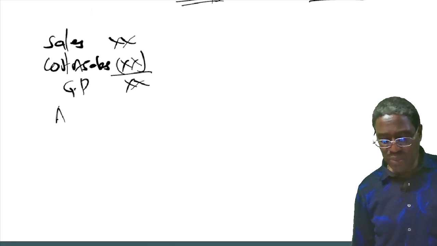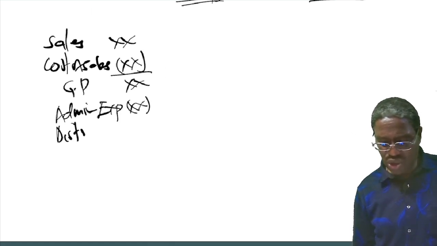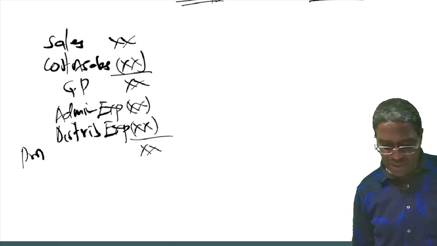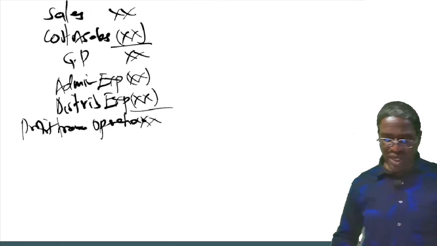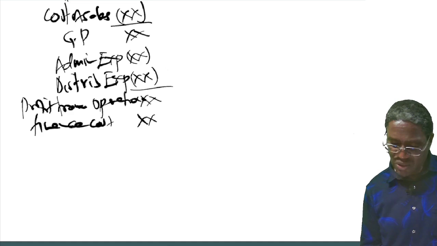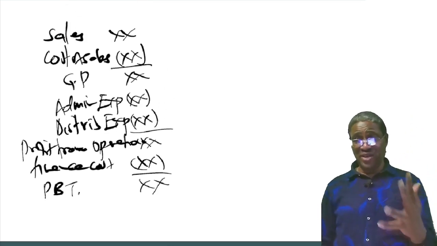Then we normally come to expenses like the admin expenses. Whatever it is, you normally come to what we call distribution expenses. Whatever it is, you normally get what we call profit from operations. Then from there, you normally come and charge what we call finance cost. Whatever it is, then you normally get what we call profit before tax. That's the income statement that your company has given to you.